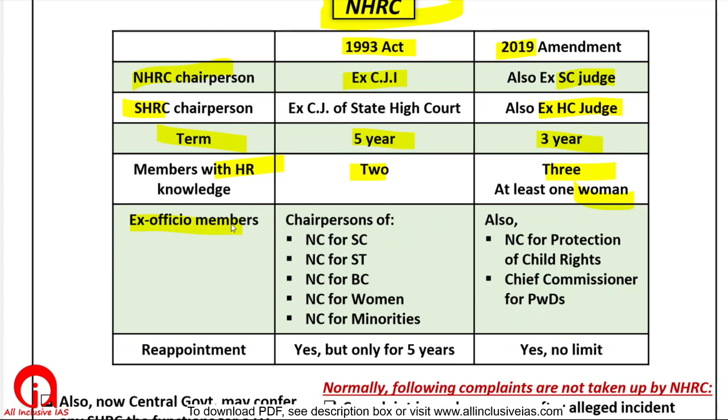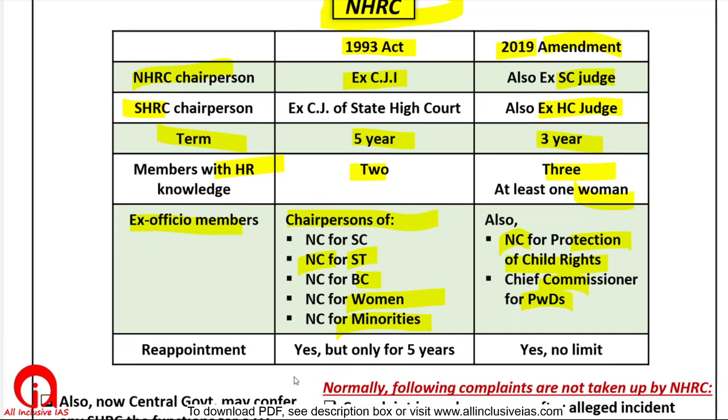Earlier there were some ex-officio members of NHRC. Those were the chairpersons of the National Commission for Scheduled Castes, National Commission for Scheduled Tribes, National Commission for Backward Classes, for Women, for Minorities. Now with this amendment we have also included the chairperson of the National Commission for Protection of Child Rights and the Chief Commissioner for Persons with Disabilities.